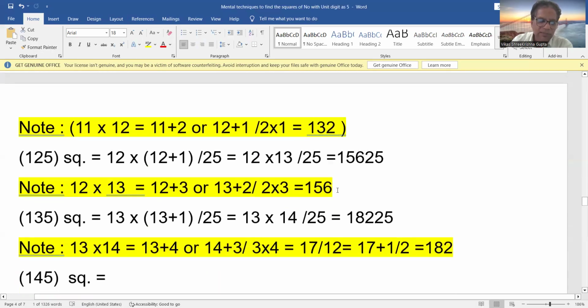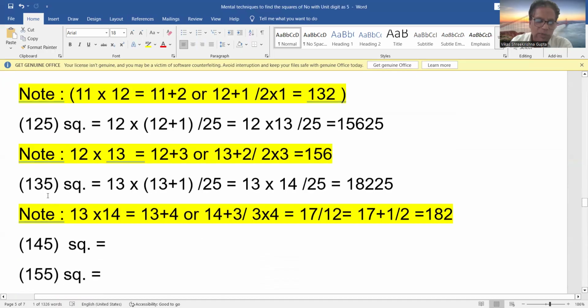In the same way, I've shown you 125 square. Now 125 square means 12 into 13. 12 into 13, I have shown you how to multiply. I've already shown in my previous videos on the series of 11 that it is 12 plus 3 or 13 plus 2, followed by 2 into 3. So 12 into 13 is equal to 156. So for 125, it is 156 25, as 5 square is always 25. So 125 square is equal to 15625.